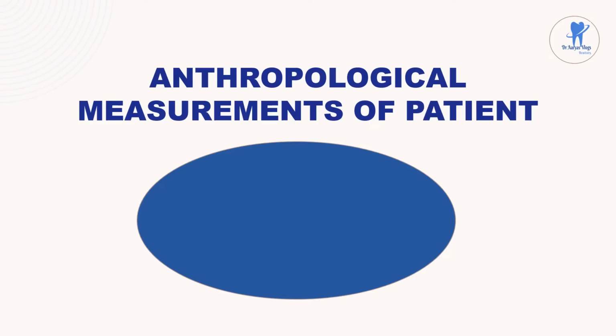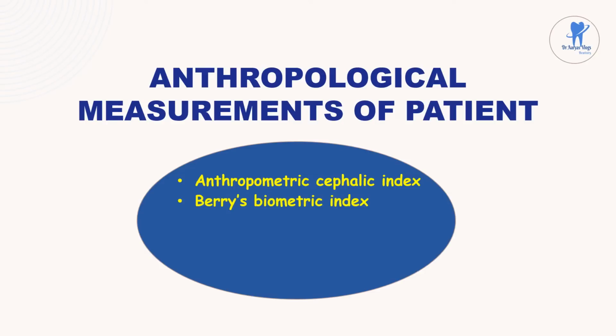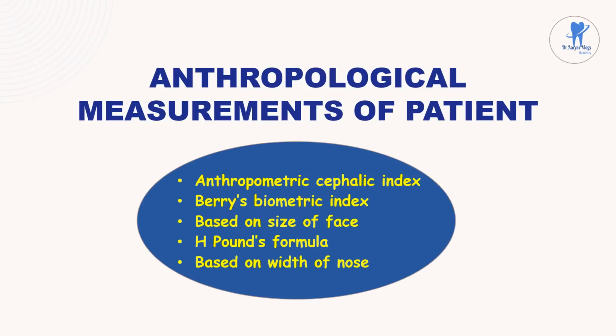Coming to the anthropological measurements of a patient. This includes the anthropometric cephalic index, Berry's biometric index based on the size of the face, House and Pound's formula, and the method based on the width of the nose.